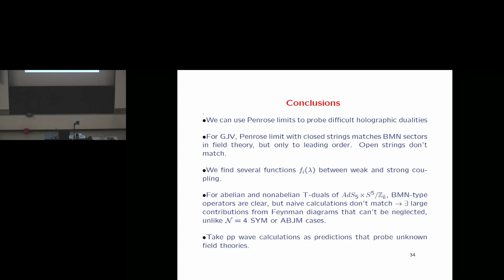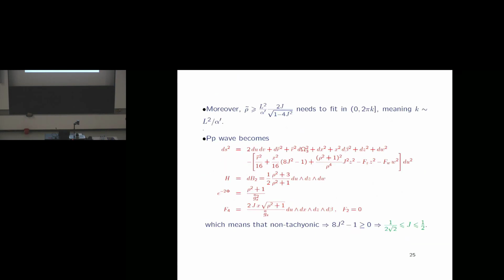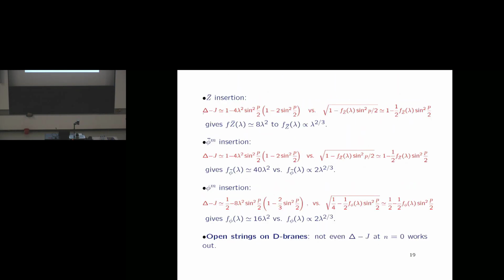Any other question? I have a question. In the case of the open strings that you say don't match, I didn't fully understand the operators. Don't you expect to have, let's say, quarks and anti-quarks rather than traces, because you have a D4 brane in the background? That's how it worked in the usual case, in N=4.